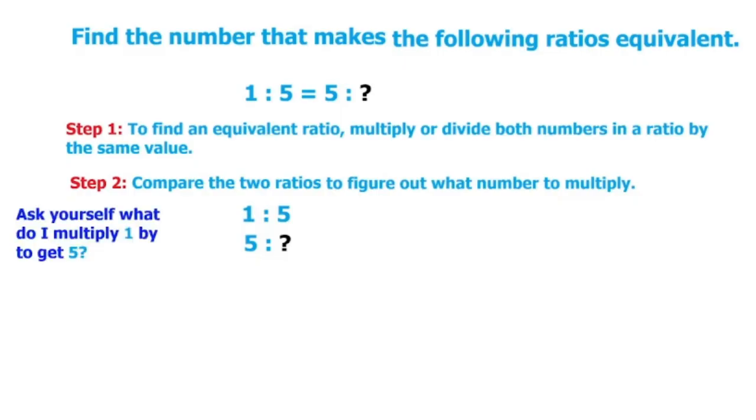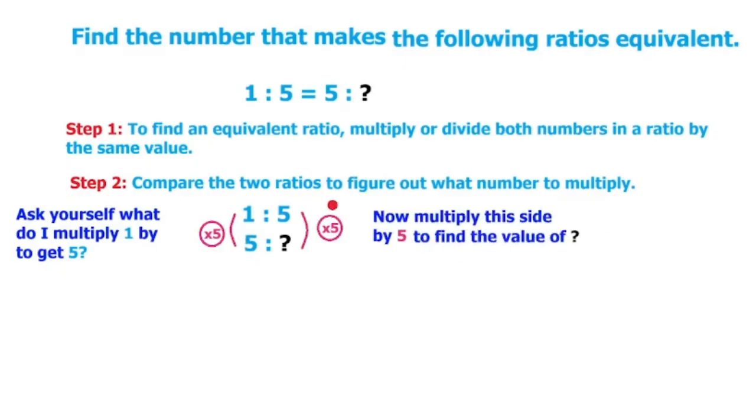And now you need to ask yourself, what do I multiply 1 by to get 5? So I know that if I multiply 1 times 5, I will get 5. So now we know what number to use. So now we multiply this side by 5 to find the value of the question mark. So we take 5, multiply it by 5, and that will give us the answer to the question mark.